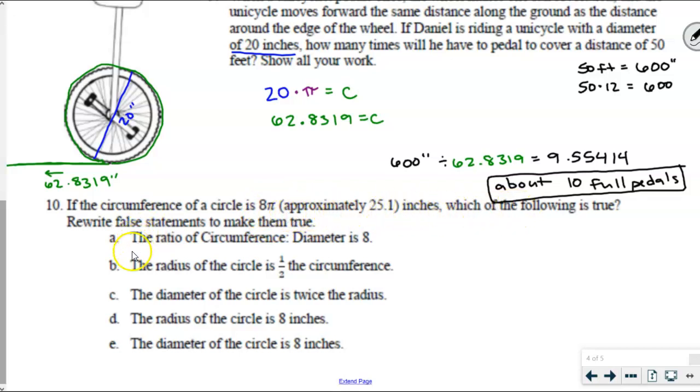So which of the following is true? The ratio of the circumference to the diameter is 8. The radius of a circle is half the circumference. The diameter of a circle is twice the radius. The radius of a circle is 8 inches. The diameter of the circle is 8 inches.